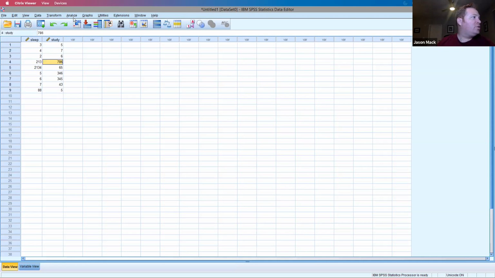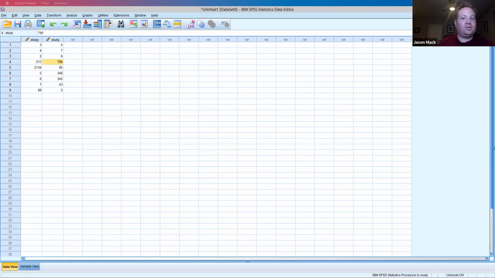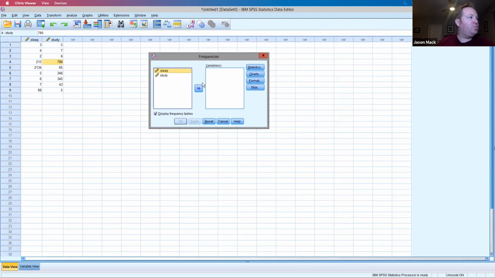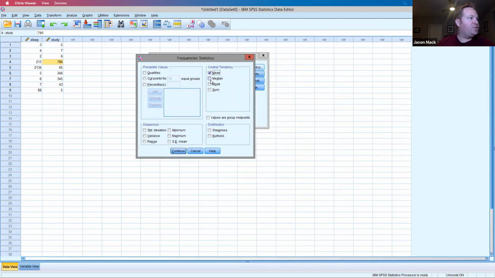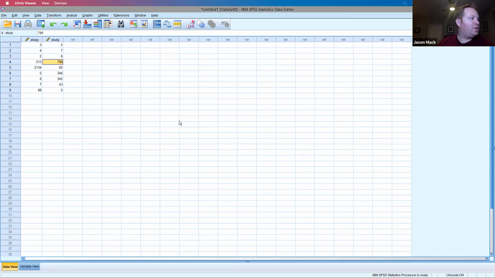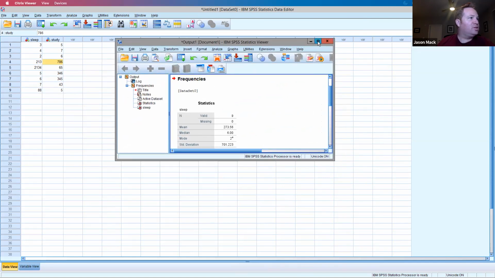All right, so what we can do is we will analyze reports, descriptive statistics, frequencies, and then move these over here. We'll just start with one just for simplicity's sake. Click sleep statistics, and you can ask for the mean, the median, the mode, quartiles, standard deviation, variance, range, minimum, maximum. Continue. Click okay. Now, give it just a second, get an awesome file like this, and it tells you all of those things. Literally that easy.